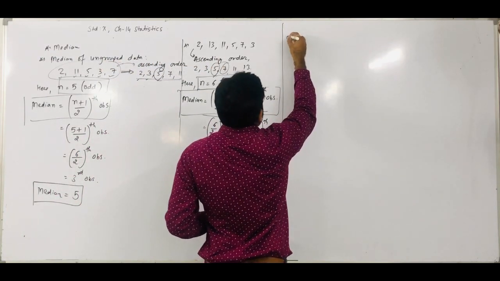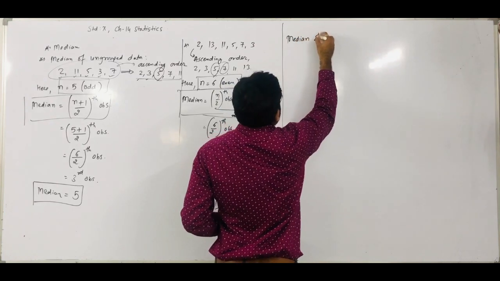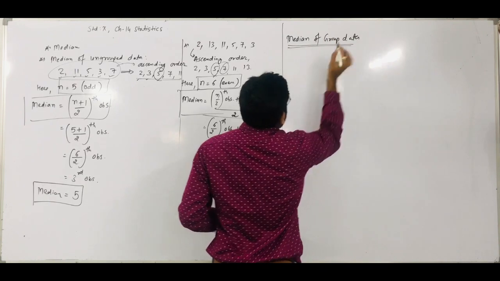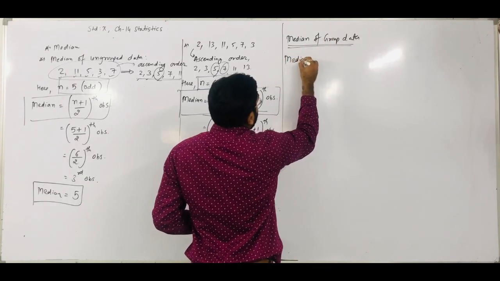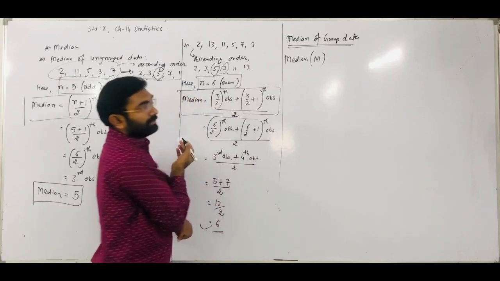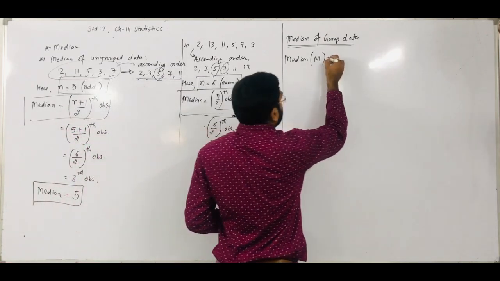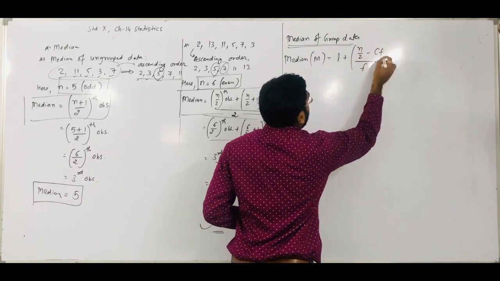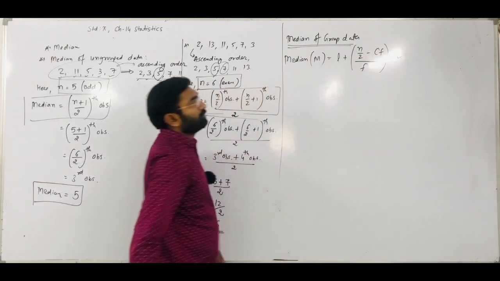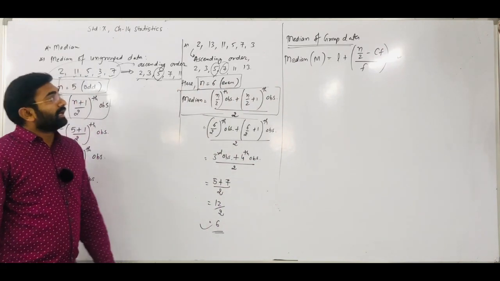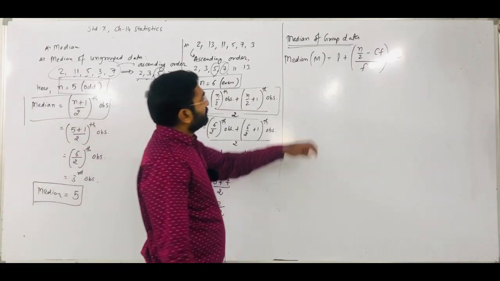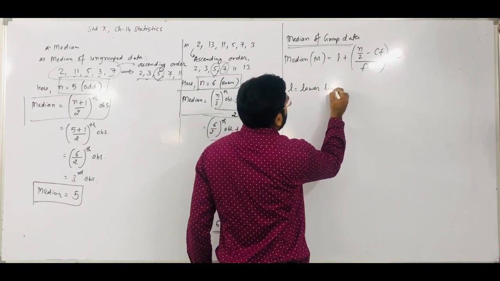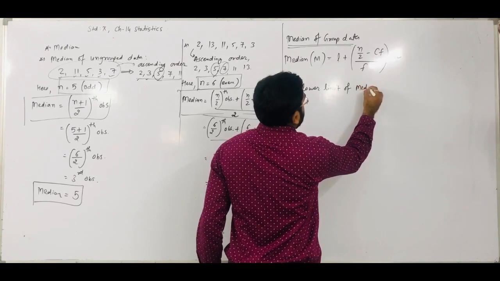But whenever group data is given, then there is a different formula. The median of group data is usually represented by capital M, and its formula is L plus (n by 2 minus CF) upon F, into H. This is the formula for the median for group data, where L represents the lower limit of the median class.